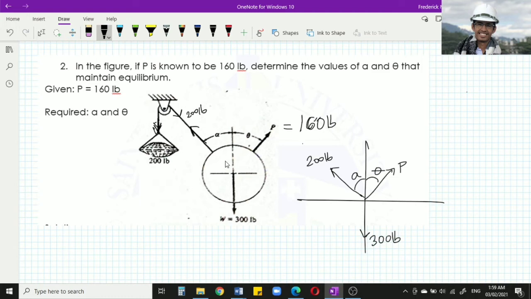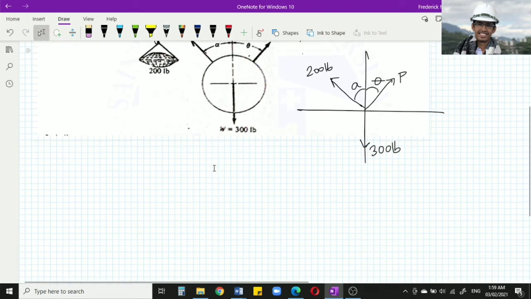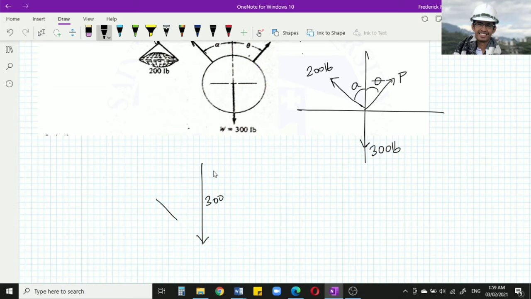So, sabi natin na meron tayong 3 forces na nag-act. Concurrent forces sila. So, pwede natin gamitin yung ating triangle method or yung force triangle natin. Okay? So, gawa tayo ng ating triangle. So, ito yung 300 natin, downward. And meron tayong force na 200 upward dito sa ating left. So, this will be 200. And we have the force P. Extend lang natin yan. We have the force P.